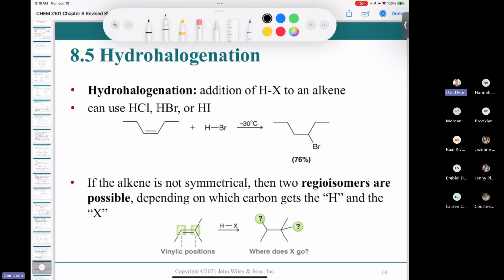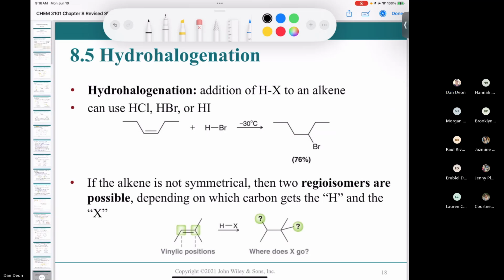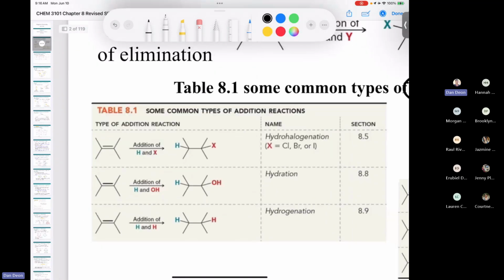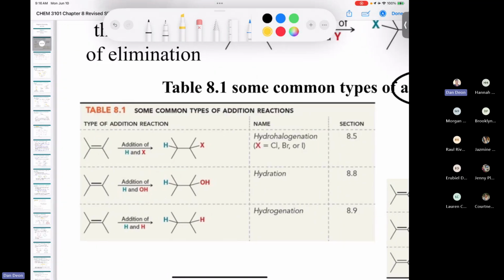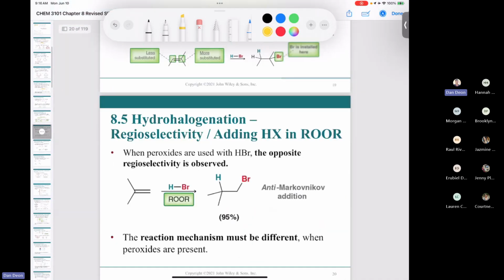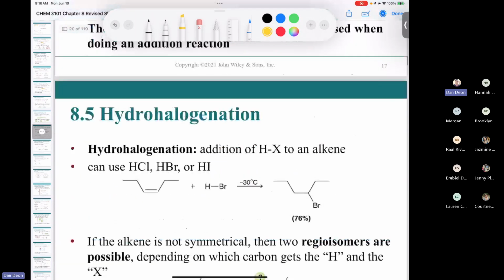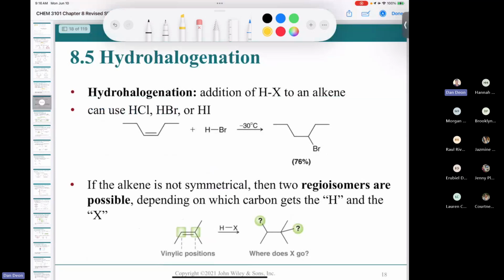So again, if you go all the way back to this slide here, when we were going to start looking at addition reactions, we start in section 8.5. So that's where we begin our journey into addition reactions. And the first addition reaction we look at is hydrohalogenation. Hydrohalogenation reactions are the addition of a hydrogen and a halogen. Remember, the X stands for a halogen, but the only ones that we're going to look at are going to be chlorine, bromine, and iodine.